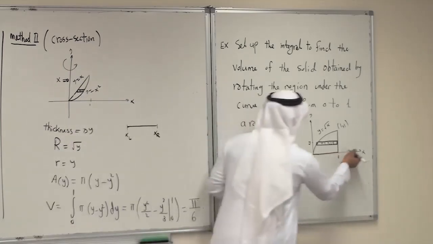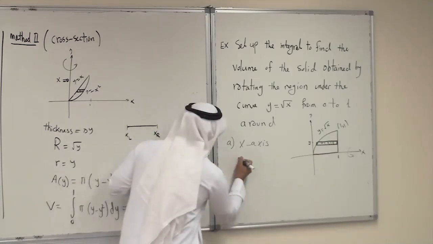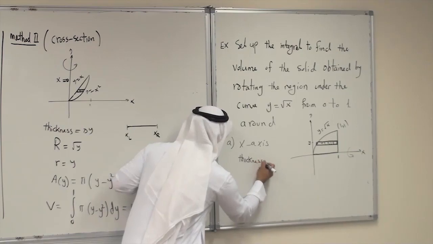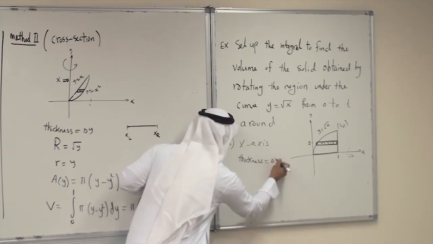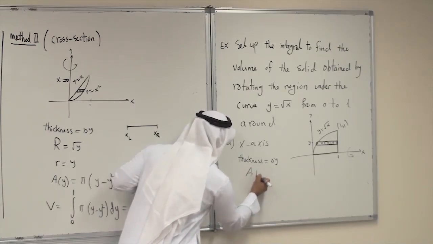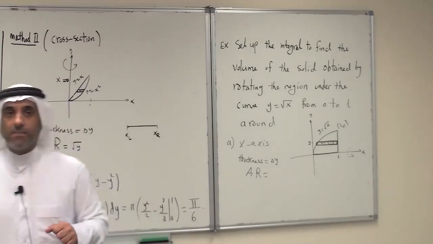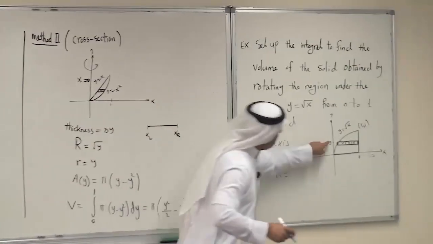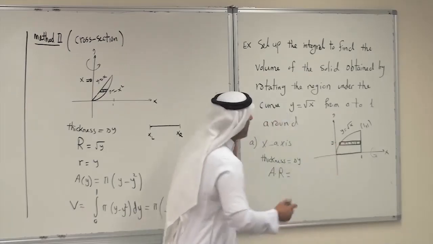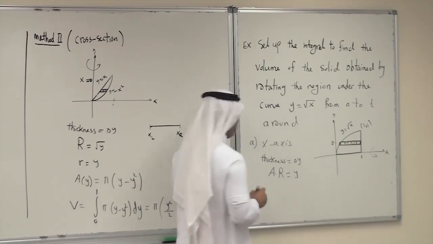We are rotating now about the x-axis here. Fine? So what is the thickness of that cylindrical shell? The thickness in this case will be delta y. Fine? What is the average radius? As we agreed, AR means average radius. What is the average radius here? It is the distance from the middle of the shell up to the axis of revolution. In this case, it is y minus 0, so that is equal to y.